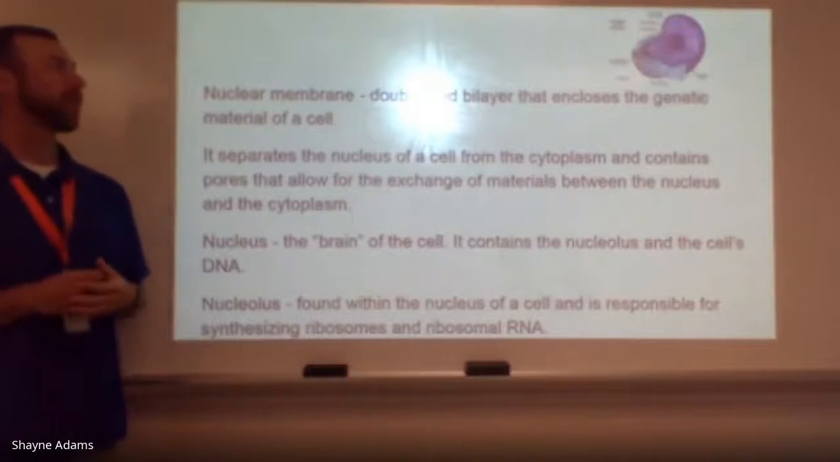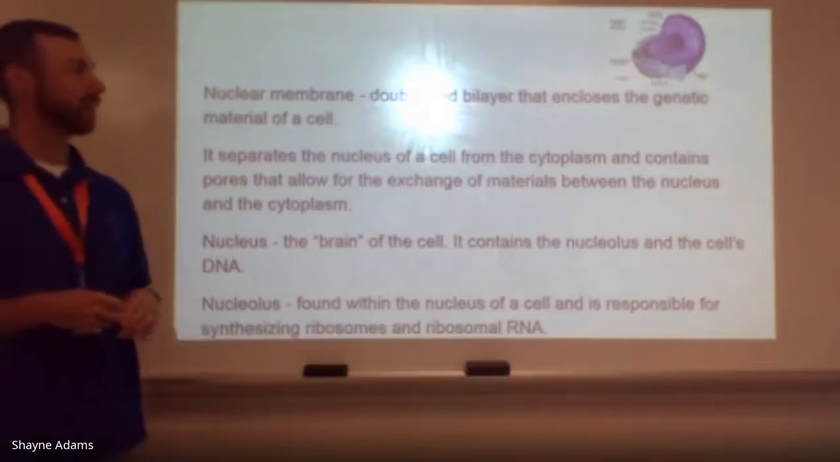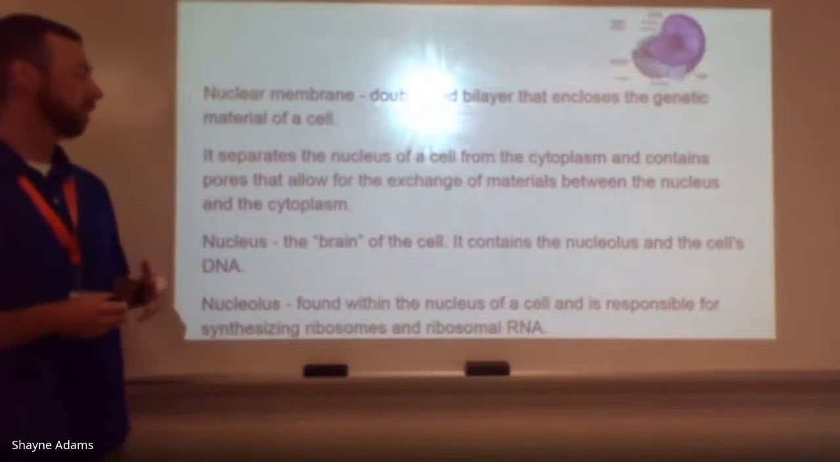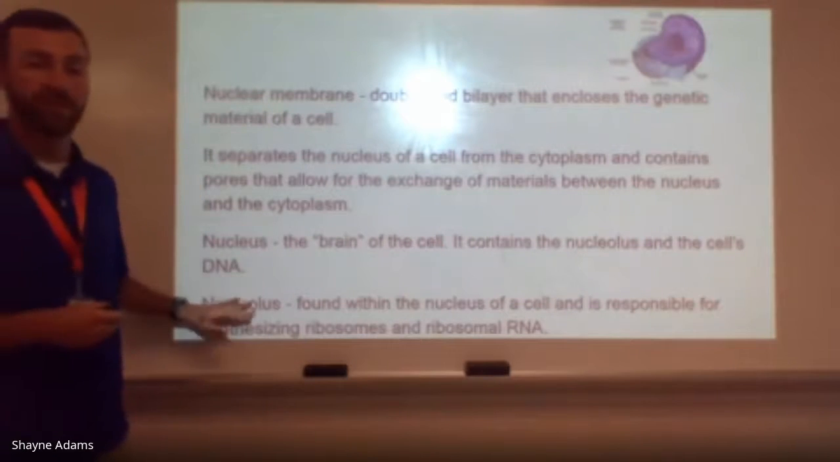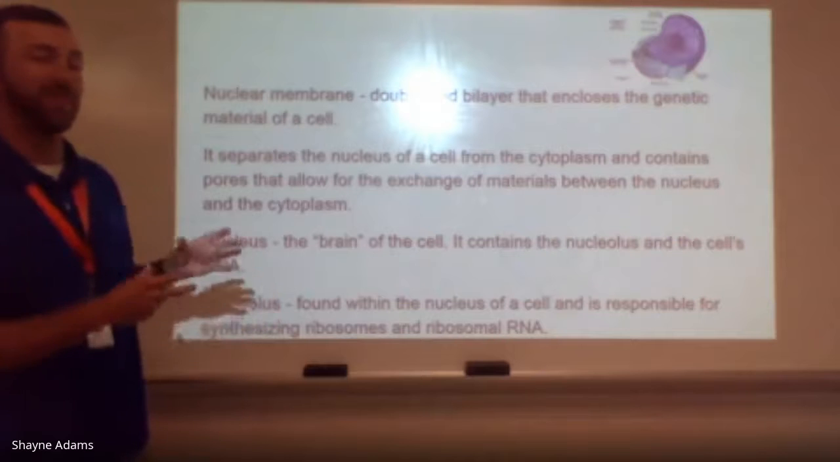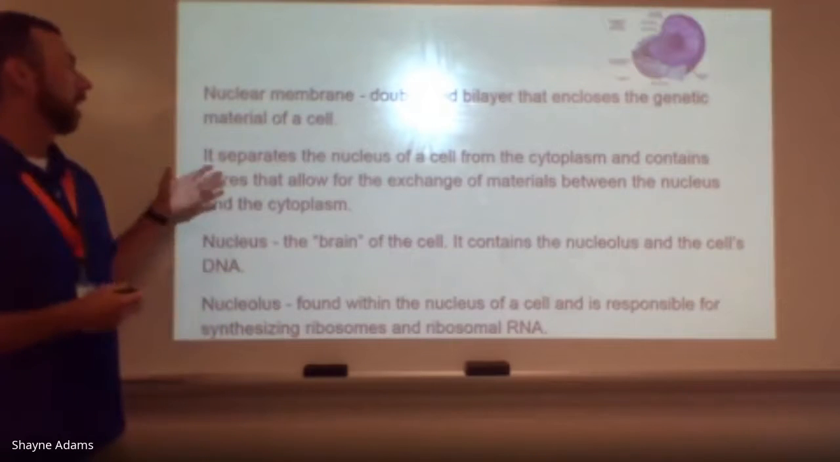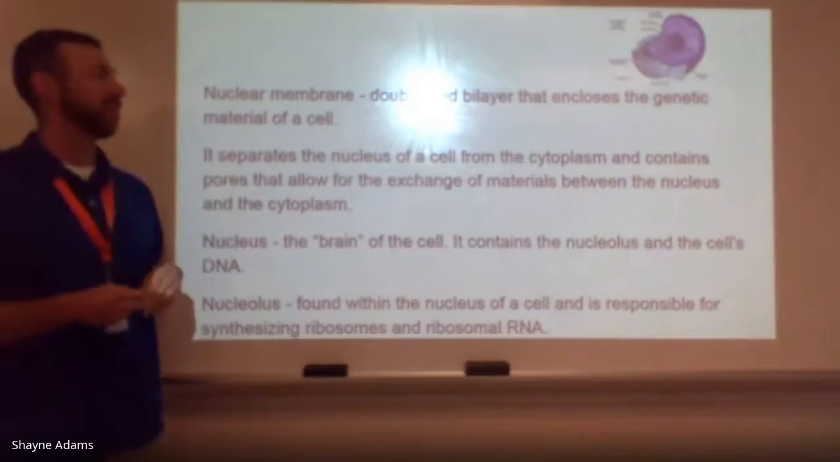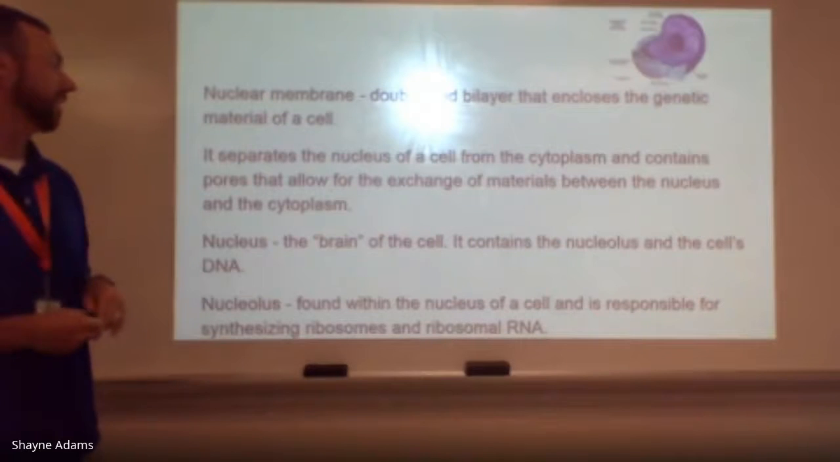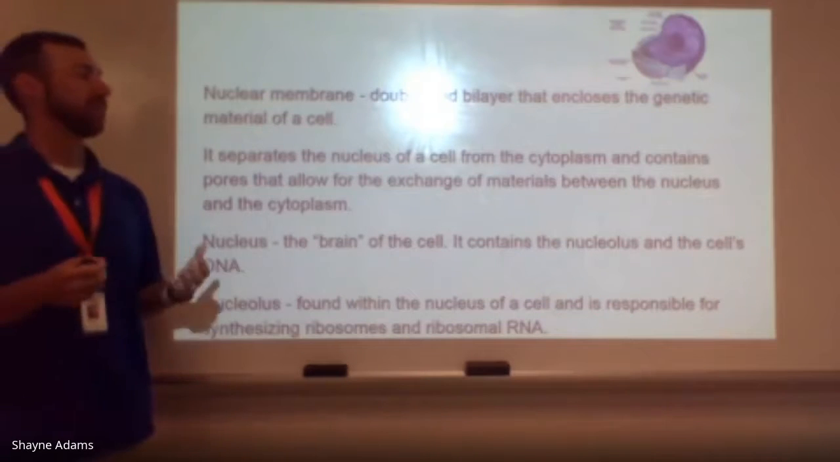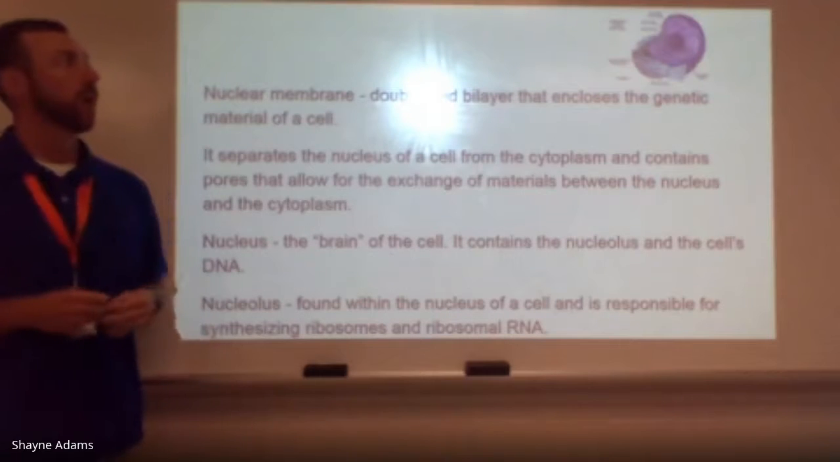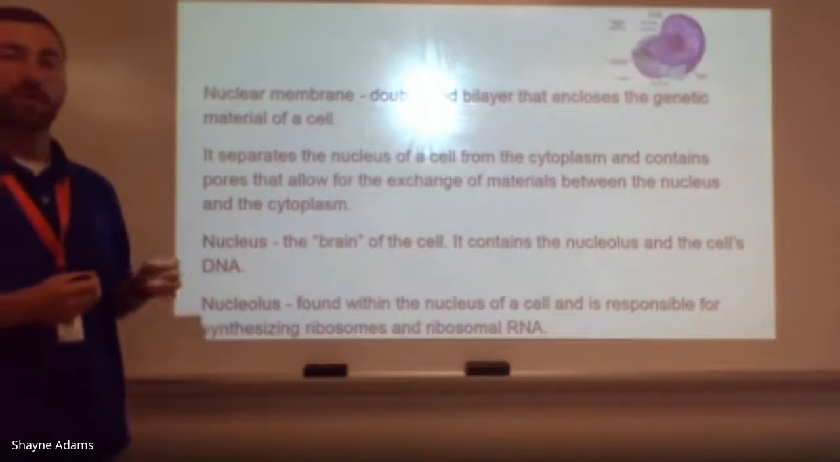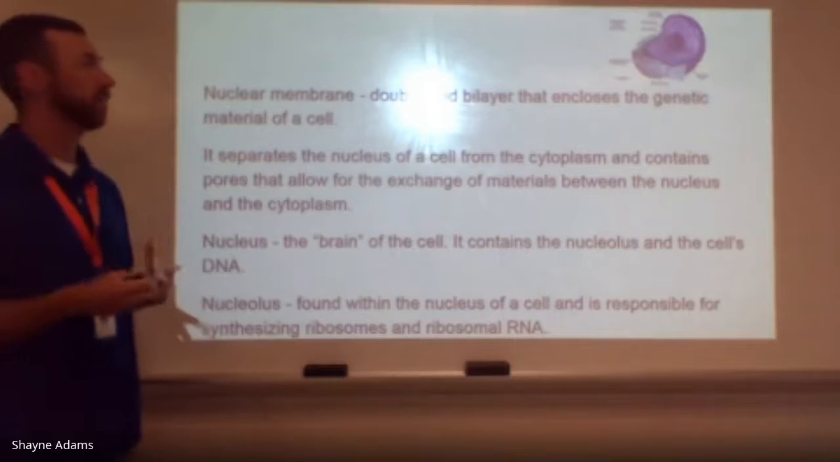The nuclear membrane is a double lipid bilayer that encloses the genetic material. I'm kind of going to go over the next few on one slide because they're all generally in the same area. The nuclear membrane separates the nucleus of a cell from the cytoplasm and contains pores that allow for the exchange of materials between the nucleus and the cytoplasm. Sometimes they're called nuclear pores. They're the holes that are on the outside of the nucleus.